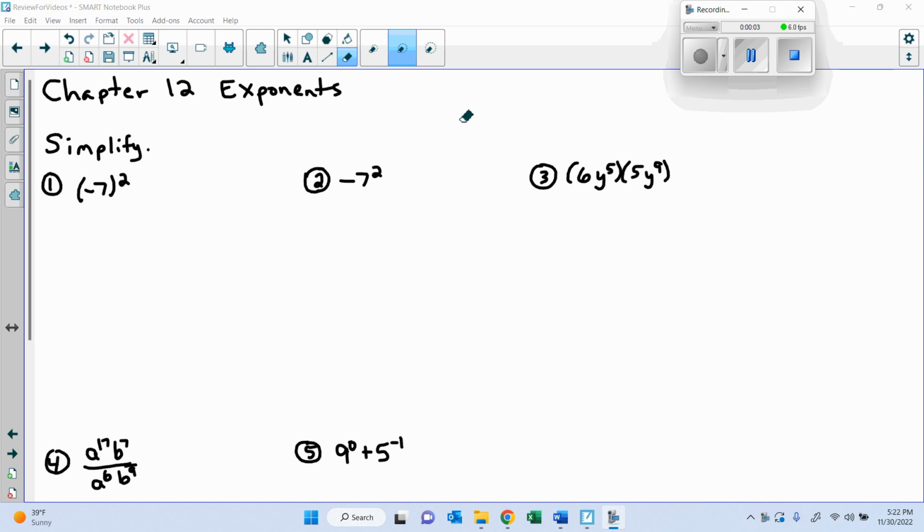This is a video to review Chapter 12. This is a couple of different sections together, but this is basically the work with exponents. And so we need to remember that we have rules for exponents, and you're supposed to have those rules written down. But a quick little review of the rules here.